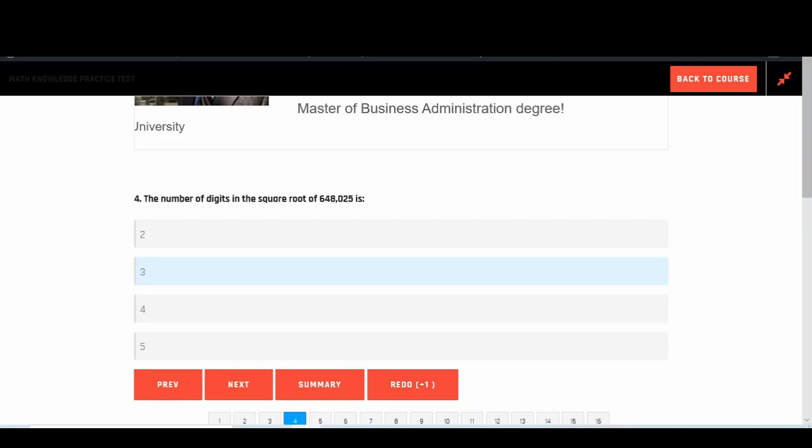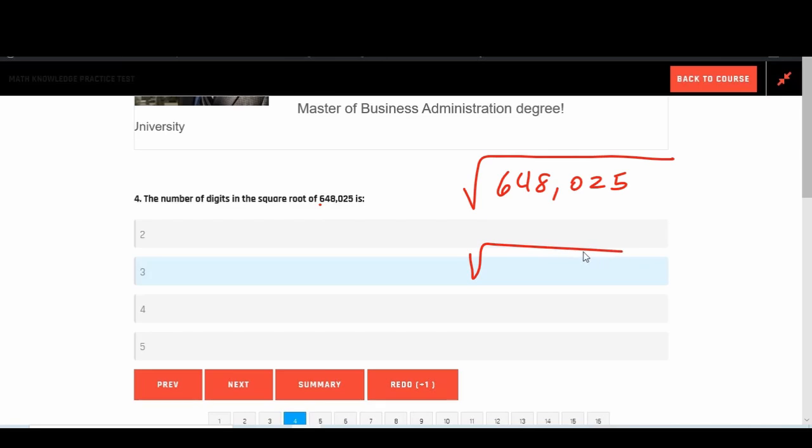All right. So this problem deals with square roots, just like the last problem. The number of digits in the square root of 648,025 is... We want to know what the square root of this is. It's not as hard as you think. A lot of people get tripped up on these problems because they're saying, well, how am I supposed to figure this out? I don't know the square root of this big number.